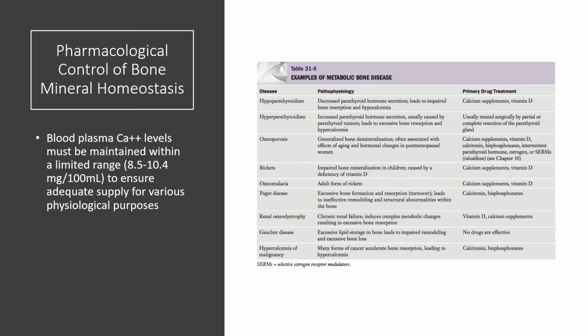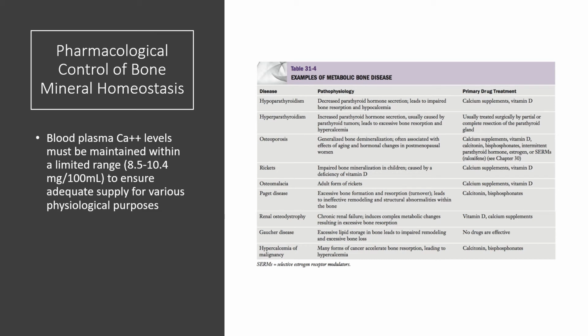So listed on this slide in table 31.4 are some different examples of metabolic bone disease. You all should be familiar with everything except, I don't think I mentioned renal osteodystrophy or Gaucher disease in pathophys, but definitely review all of these, and these are really important for your board exam. The pathology is not going to be tested in pharmacology, but I would highly suggest for you to review the pathophys of each one of these conditions.